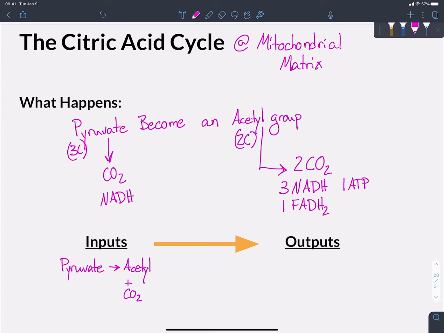Our output is going to be an additional 2 CO2 molecules from that. We got 1 NADH in that pyruvate conversion. And during the citric acid cycle, we're going to get another 3 NADHs and 1 FADH2, and we also got ourselves an ATP.